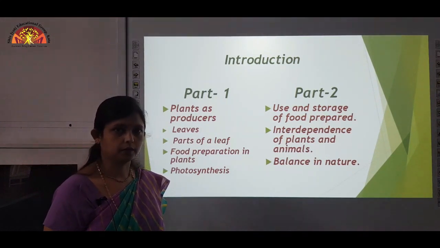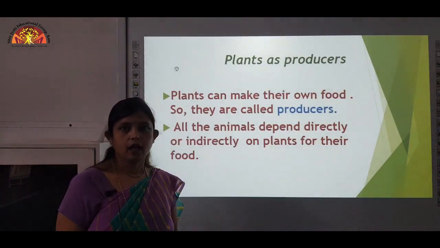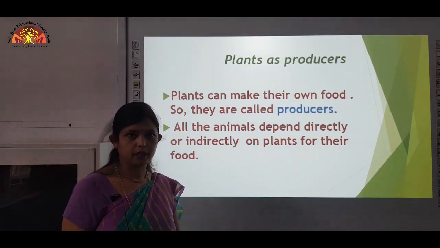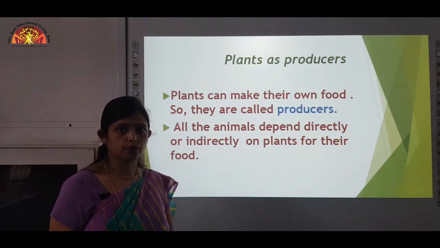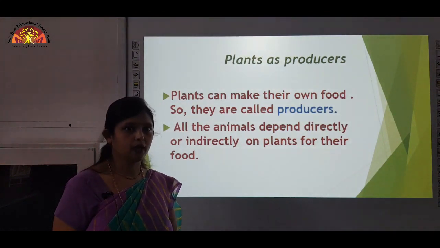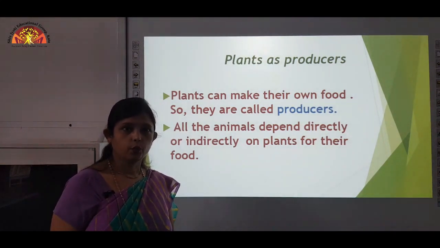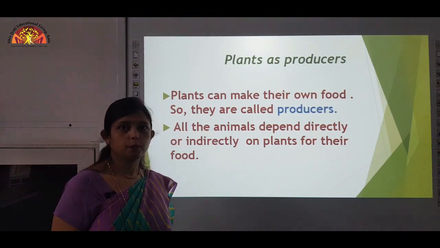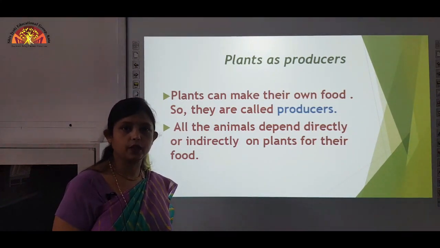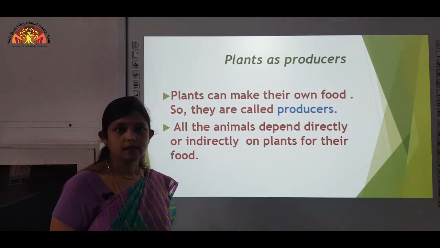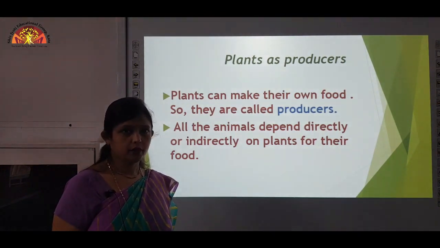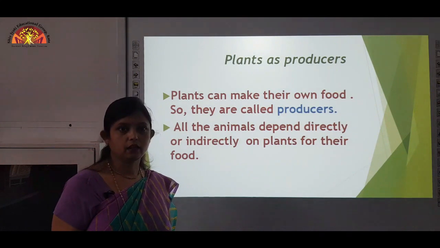So let us start. So children, as you know, we all are living beings and we need food to live. So from where do we get this food? We get this food from plants like fruits, vegetables, cereals, pulses, all the things which we eat we get from plants. But now the question is, plants are also living beings. So from where do they get their food?